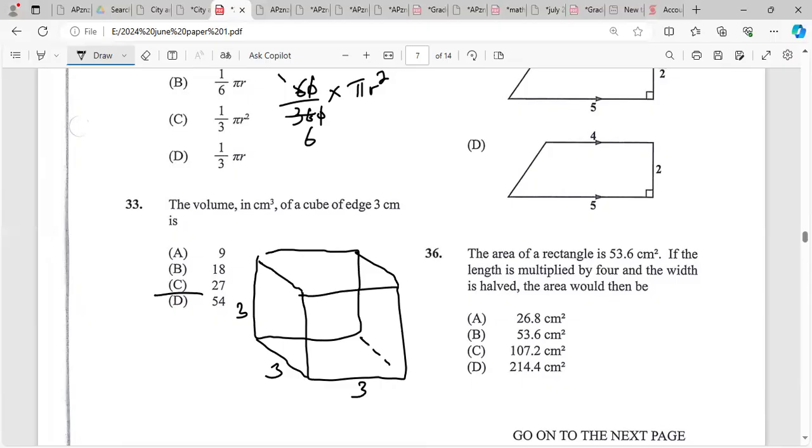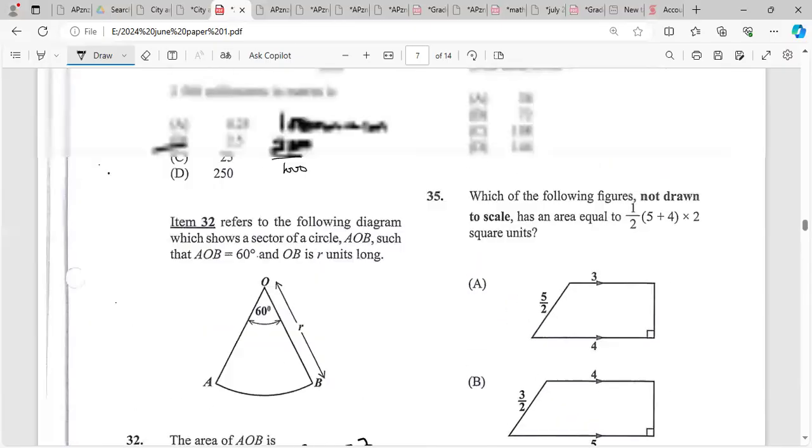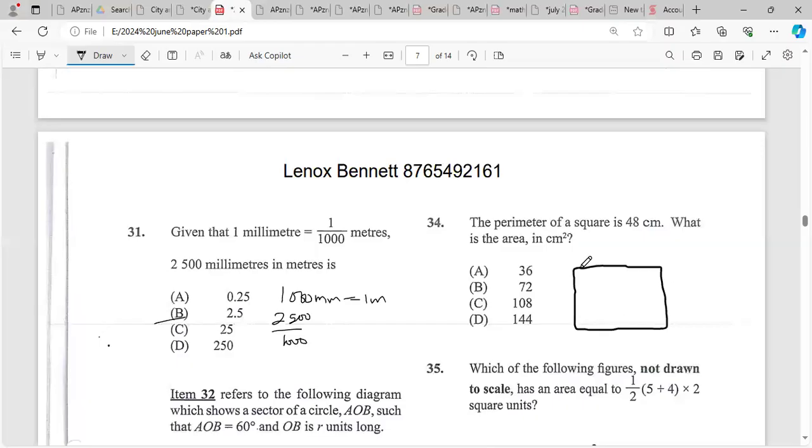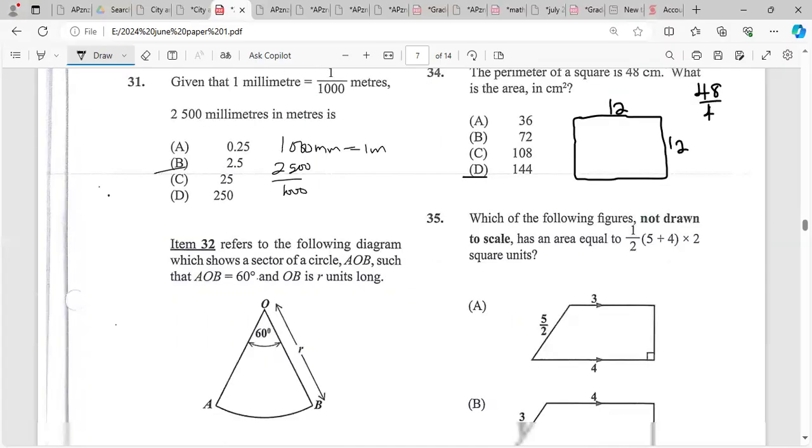All right, so let's move on to 34. The perimeter of a square is 48 centimeters. What's its area? Now, if the perimeter is 48, it means that each side would be 48 divided by 4, which works out to 12, right? And the area would be 12 times 12, which is 144. Guys, draw a figure, so it gives us an idea of how it looks.